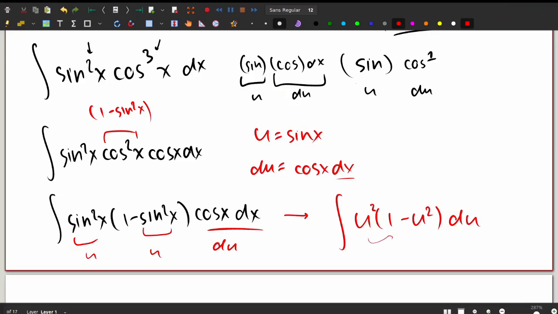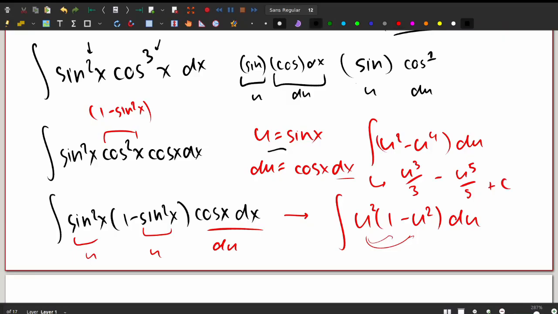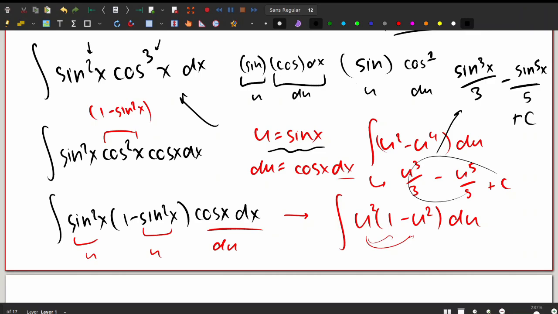Now this we can simply distribute and then use our power rule. So this is going to become the integral of u squared minus u to the 4th du, which then with our power rule becomes u cubed over 3 minus u to the 5th over 5 plus c. As our last step, wherever we see u, we have to now write it in terms of x, because that's what our original problem asked for. We're going to take this integral and replace u with sine x. It becomes sine cubed x over 3 minus sine to the 5th x divided by 5 plus c. And so this is our final answer.